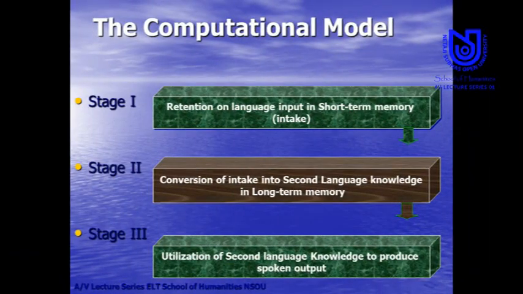Stage 1, learners retain certain features of language input in short-term memory. This retained input is the intake. Stage 2, learners convert some of this intake into second language knowledge. This is stored in the long-term memory. And stage 3, learners use this second language knowledge to produce spoken output.